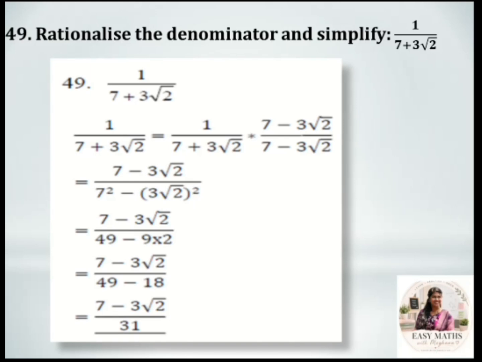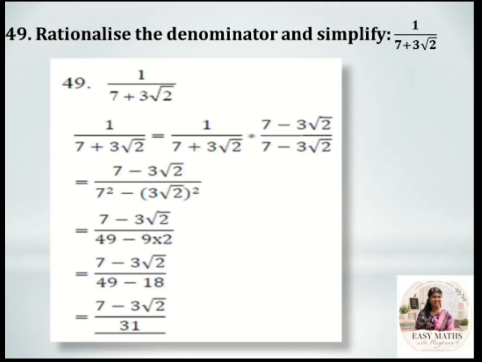3 root 2. The first step is to find the rationalizing factor, that is 7 minus 3 root 2. Second step, we have to multiply the rationalizing factor for both numerator and denominator. That is 1 divided by 7 plus 3 root 2 into 7 minus 3 root 2 divided by 7 minus 3 root 2. Here 1 into 7 minus 3 root 2 is 7 minus 3 root 2.